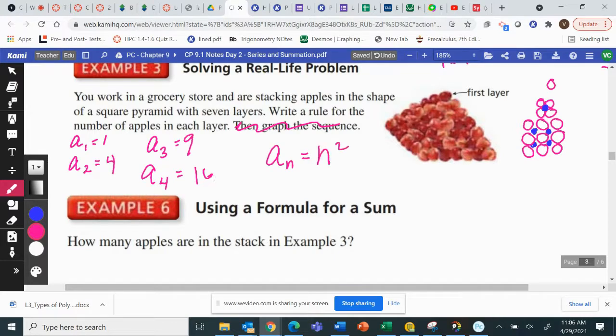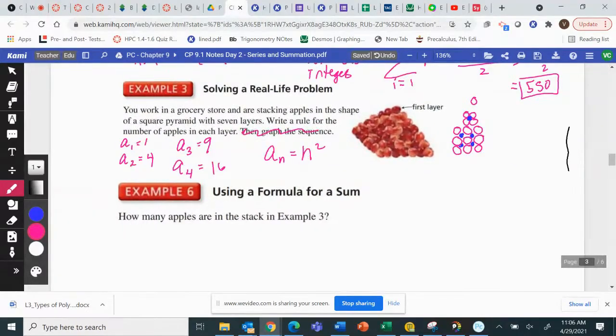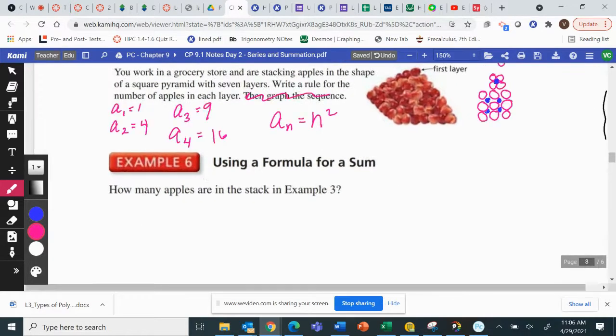Exactly. So now we're going to apply that to example 6. How many apples are in this stack total? Let's use summation. And I'll use i. i is going to start at the first layer, so 1. And then we are plugging in till, what's the last number I'm going to plug in? 7. And my formula is going to be i squared.